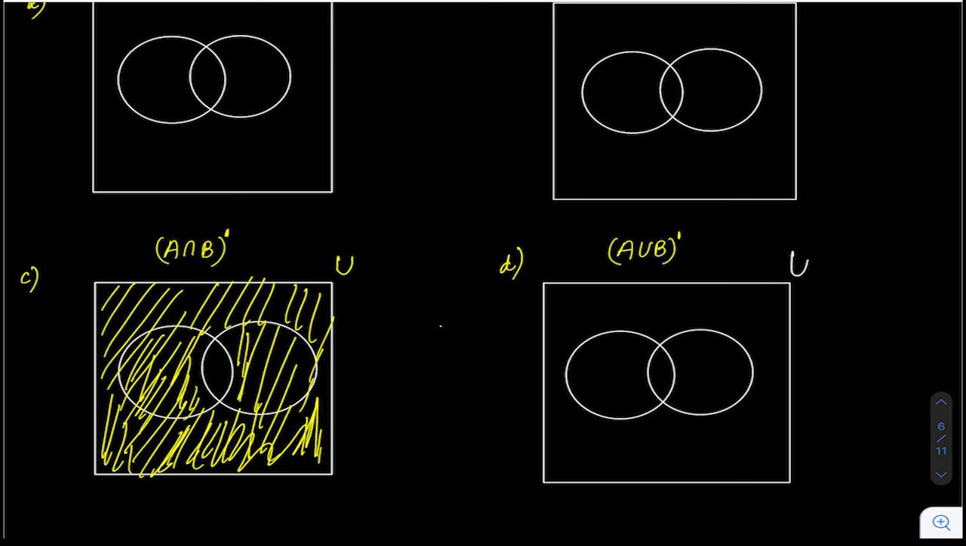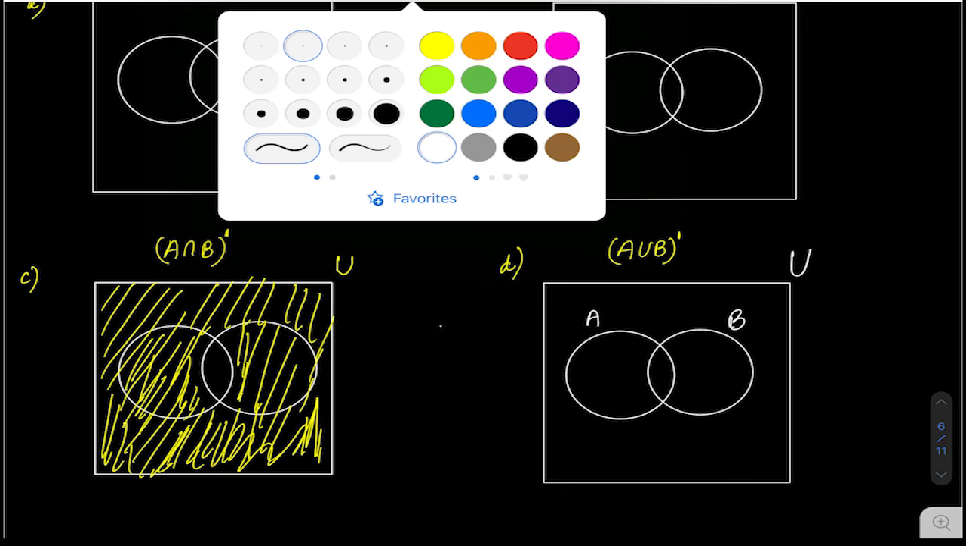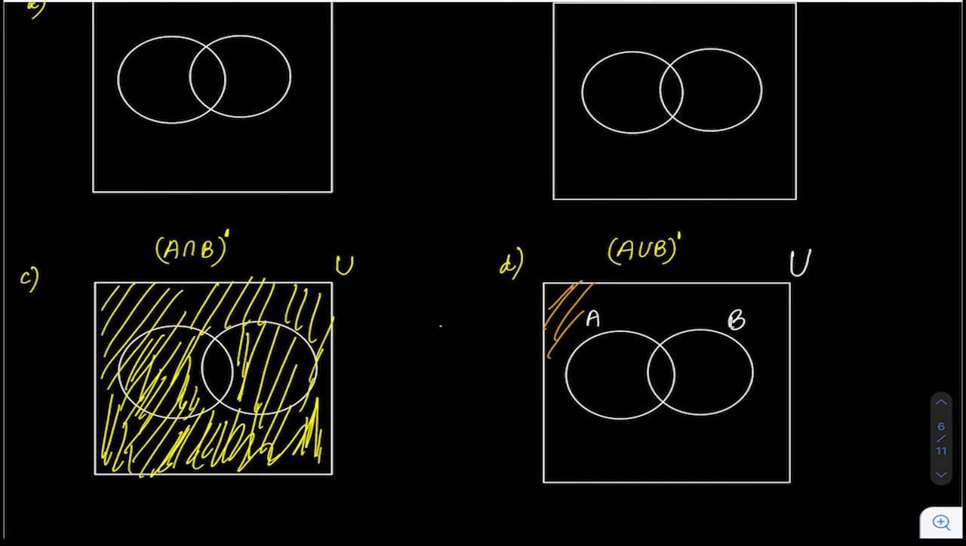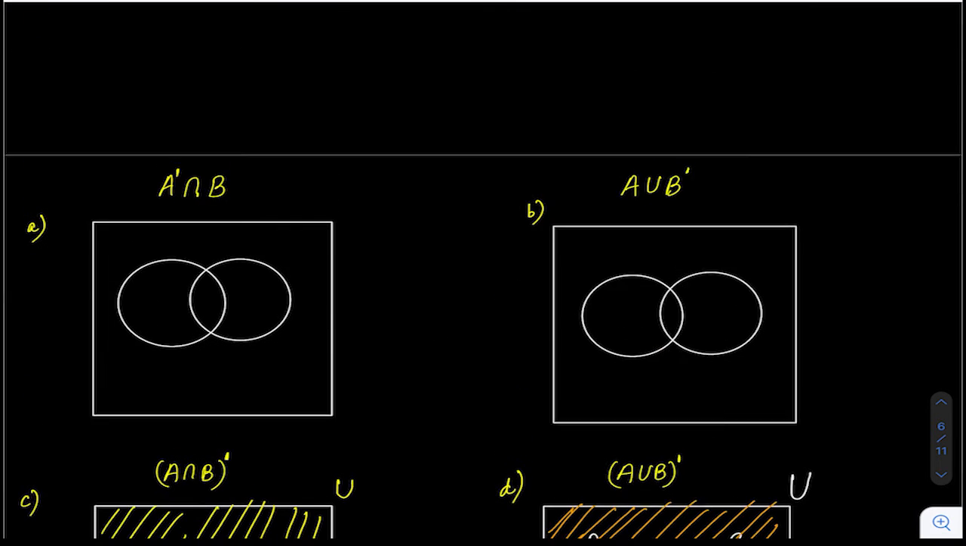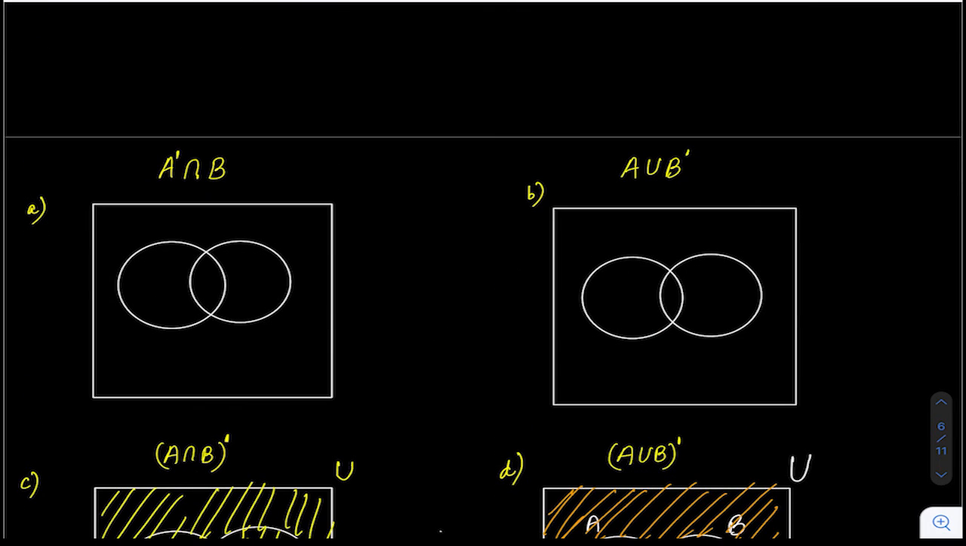Now let's look at A union B complement. A union B we know is the area of both of these circles. All the area that is in these two circles is my A union B. So A union B complement means everything else except that, basically the outside part, outside of these circles. This is my A union B complement.